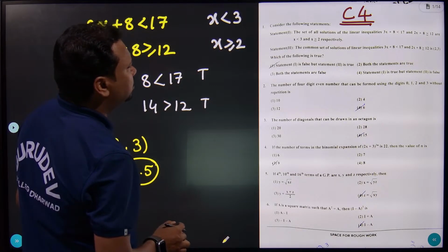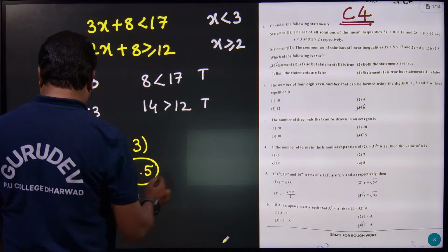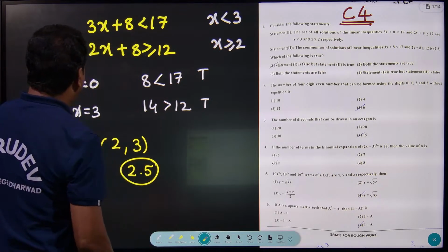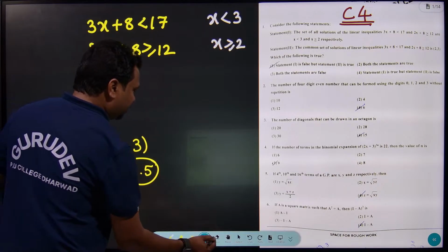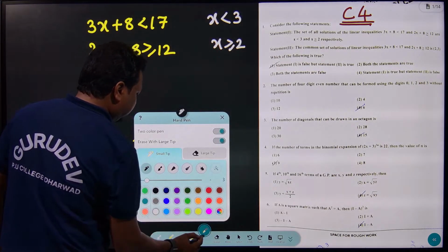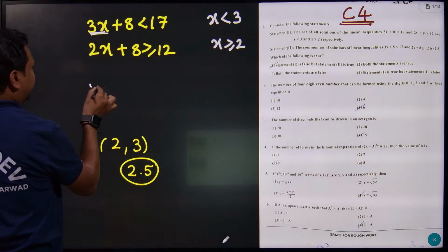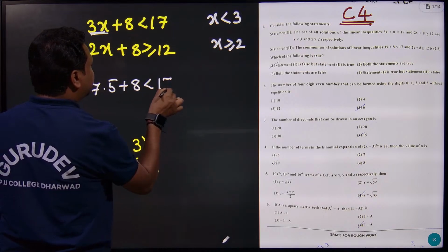Okay. So 2.5 substitute ಮಾಡಿದಾಗ please observe what I'll get. First equation ಇಲ್ಲಿ ನೋಡಿ, first statement already true ಇದೆ. So I'm not worried about that. 2.5 ಹಾಕ್ತಾ ಇದ್ದೀನಿ ಇವಾಗ. 2.5 ದಲ್ಲಿ ಚೆಕ್ ಮಾಡೋಣ ಏನಾಗುತ್ತೆ ನೋಡಿ. See what happens. 2.5 into 3 is 7.5 ಆಯ್ತಾ. 7.5 plus 8 less than 17 ಇರುತ್ತೆ ಅಂತ ಚೆಕ್ ಮಾಡಬೇಕು.